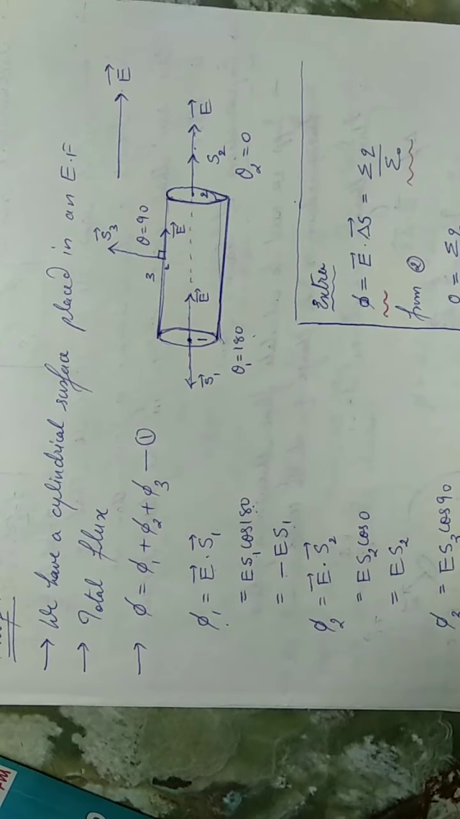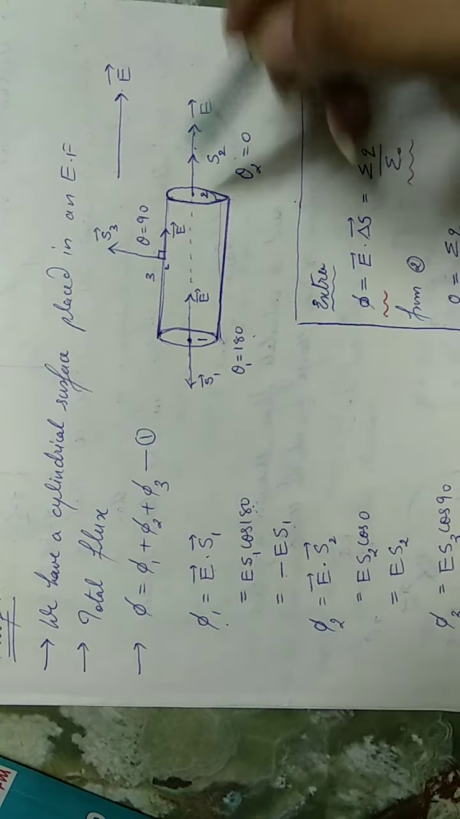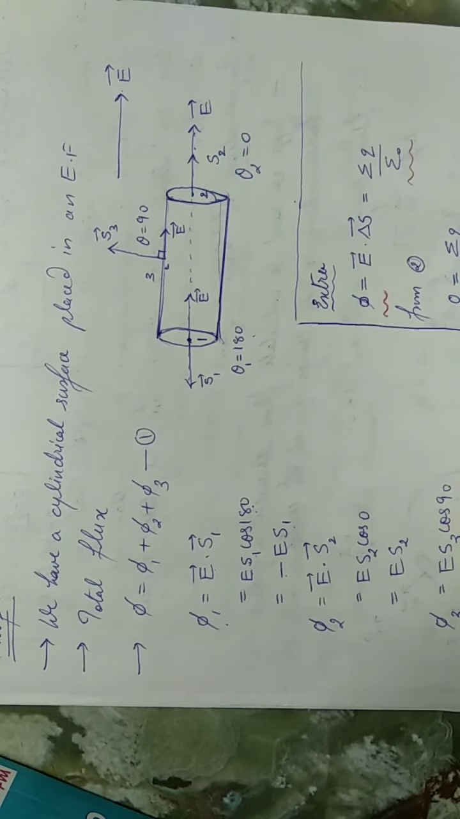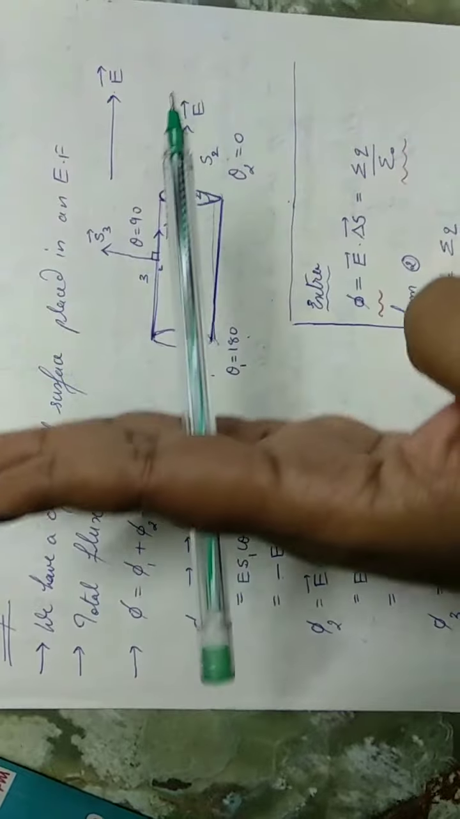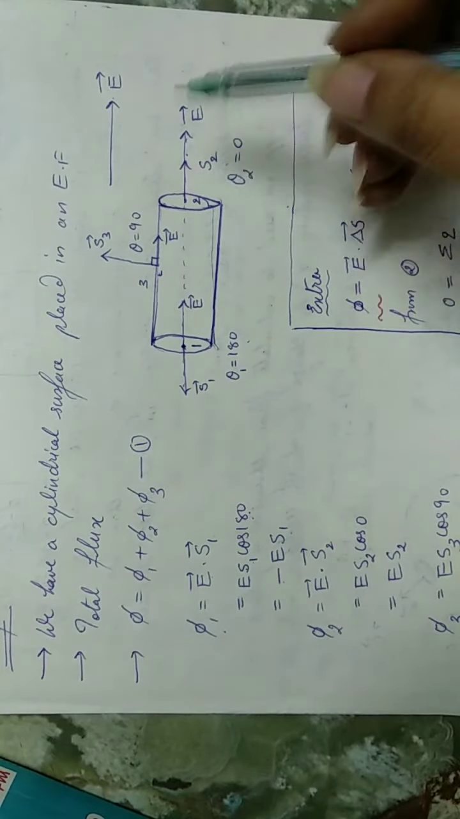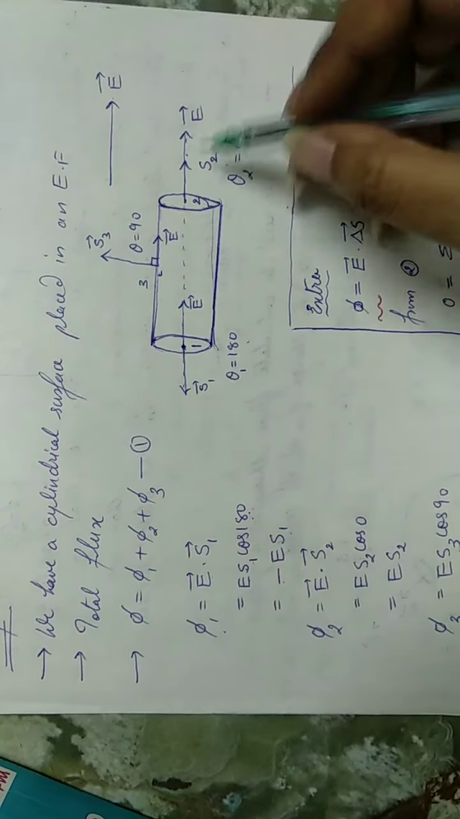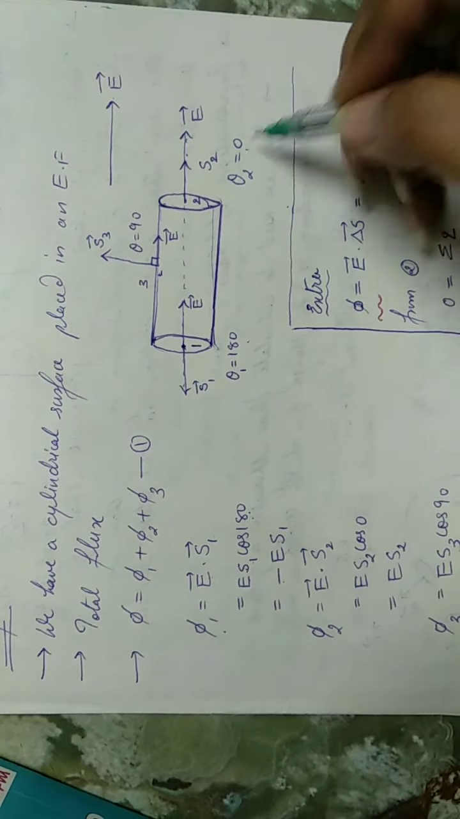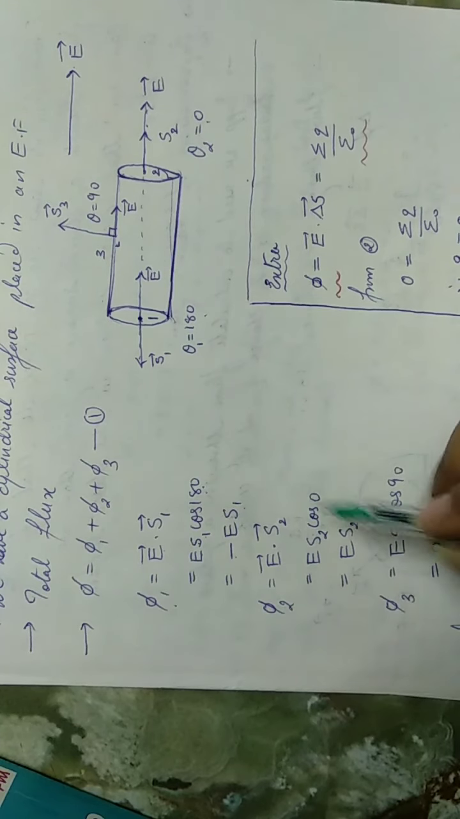S1 was this area. Now suppose I calculate flux for this portion. Again this surface is like this, and area vector will be in this direction. Now see, both area vector and the electric field are in the same direction. So here theta is equal to 0. So you can calculate flux, cos 0 is equal to 1. So you will obtain flux as E S2.